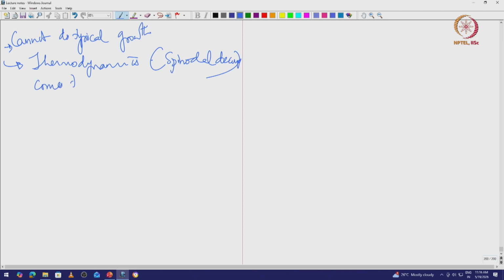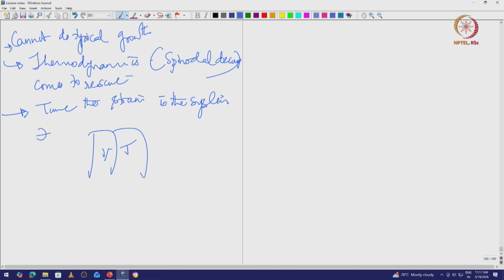comes to the rescue, and so you can tune the strain in the system such that I get these vertical structures, right. So, vanadium, titanium, vanadium, titanium, and so on, right. Okay, or spinodal decomposition happens with fluctuations in this direction, right. So, this is titanium, this is vanadium, this is titanium, this is vanadium. Okay, so the periodicity can be controlled.